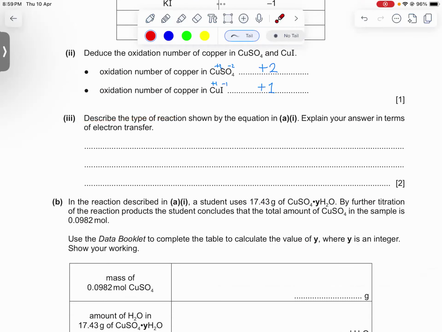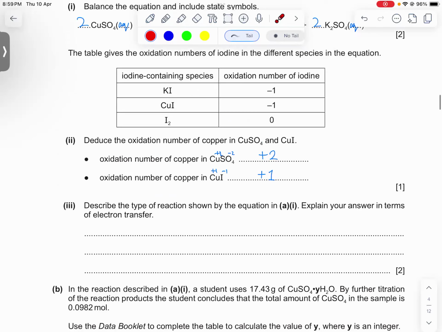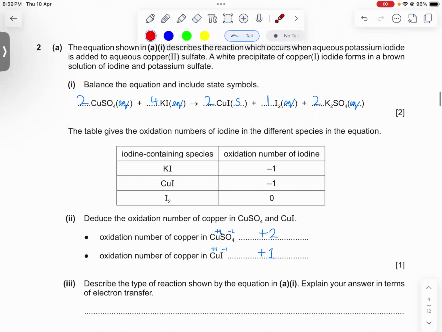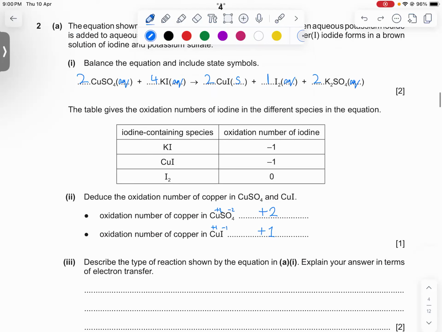Next question. Describe the type of reaction shown by equation A part 1. Explain your answer in terms of electron transfer. Okay. What does this type of reaction look like? Because the oxidation state of copper changed from +2 to +1, oxidation state decreased, so copper has been reduced. And if something has been reduced, another thing should be oxidized. Because the question below is a 2-mark question, we have to explain both oxidation and reduction. The type of reaction would be called a redox reaction. That is an easy thing.